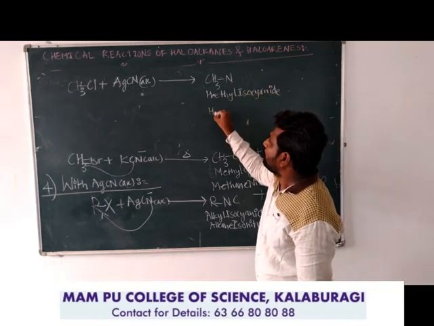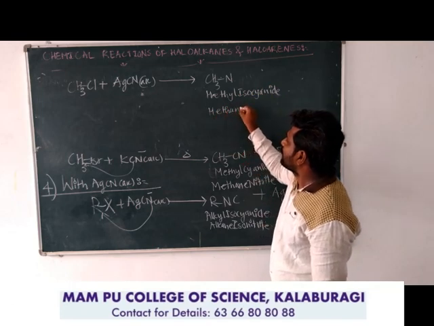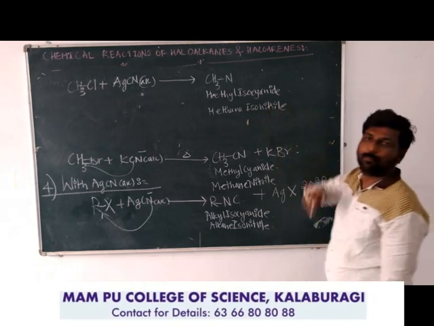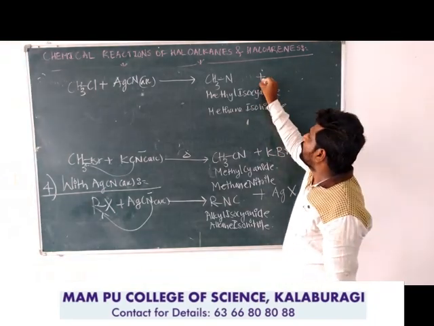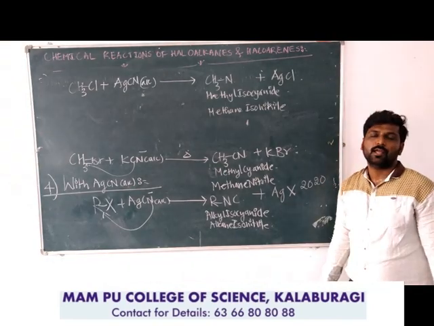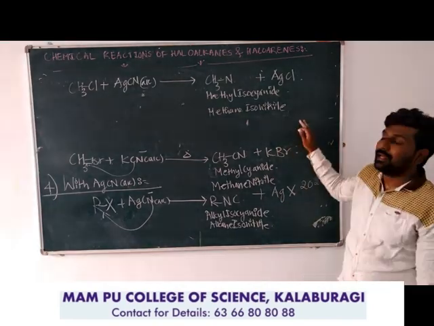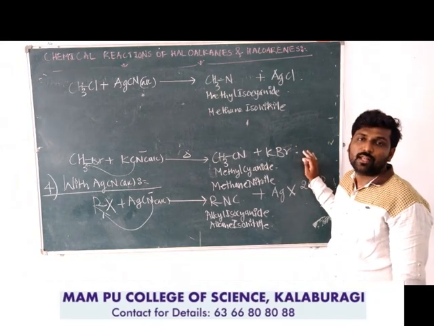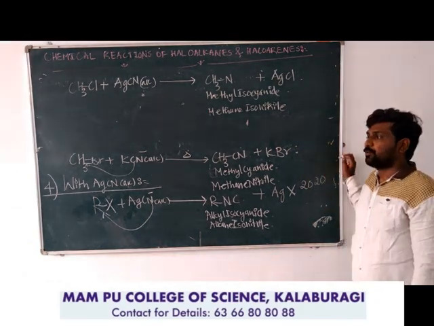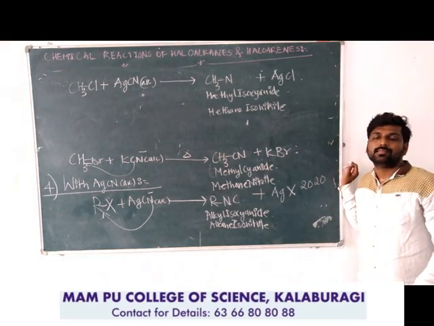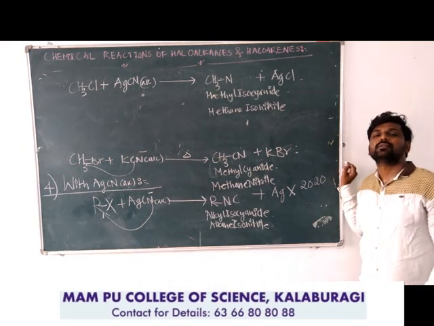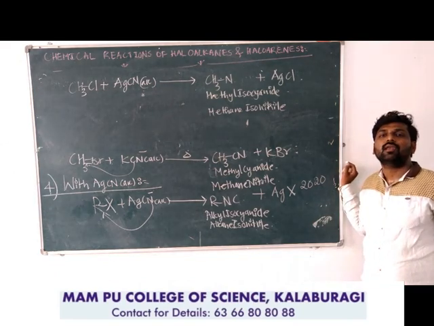It is methyl isocyanide or methane isonitrile as the product, and the byproduct is AgCl. Understood? So this is about the second ambident nucleophile, that is silver cyanide. Silver cyanide will give alkyl isocyanide, potassium cyanide will give alkyl cyanide or alkane nitrile, and silver cyanide will give alkane isonitrile.